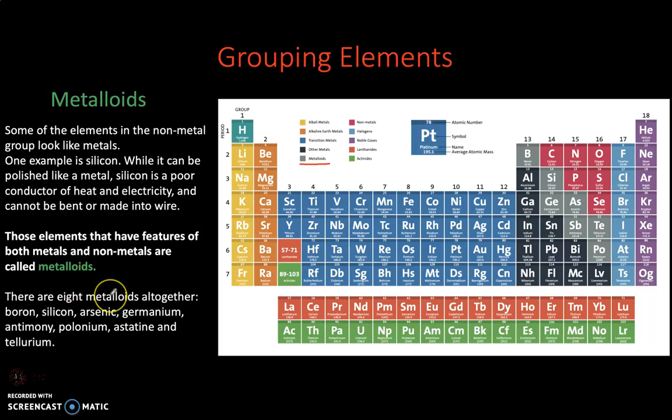There are 8 metalloids altogether: boron, silicon, arsenic, germanium, antimony, polonium, astatine, and tellurium.